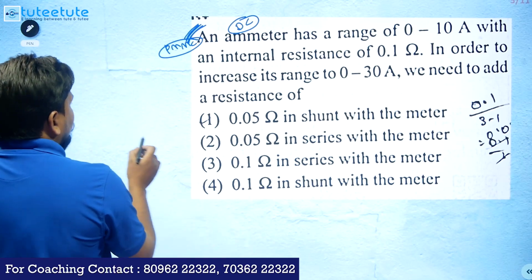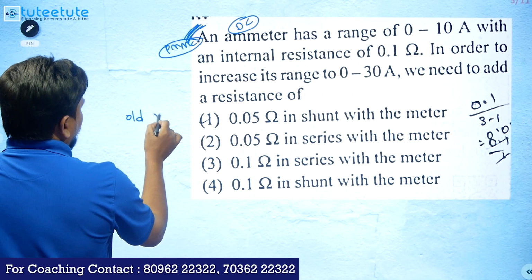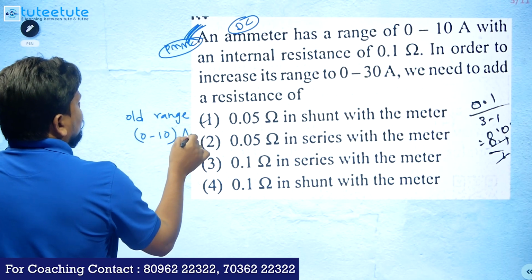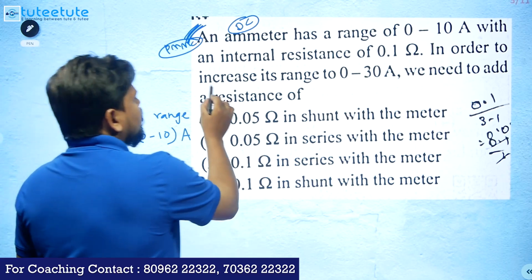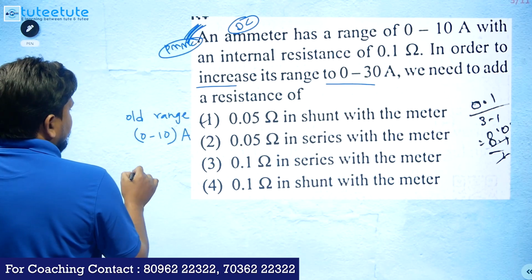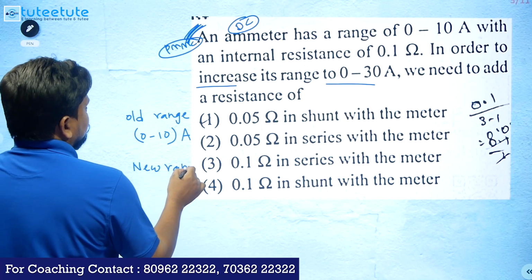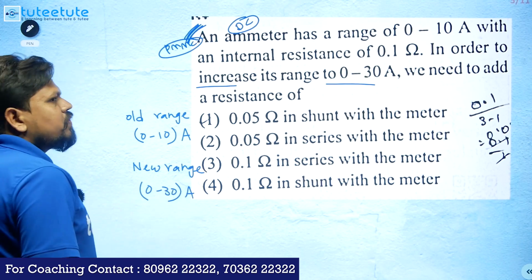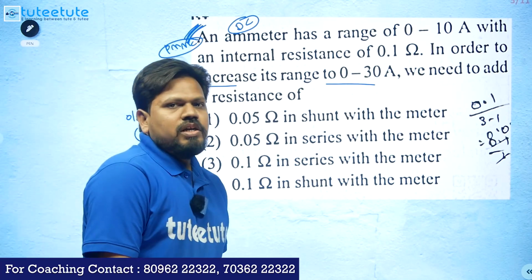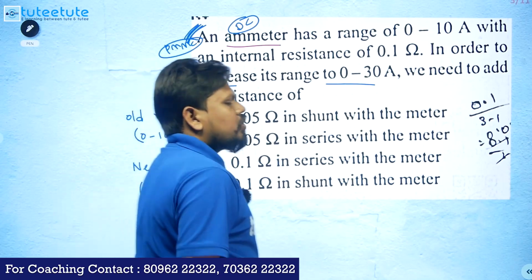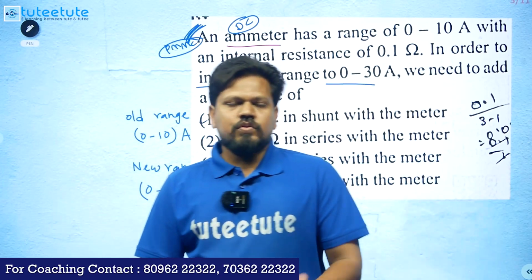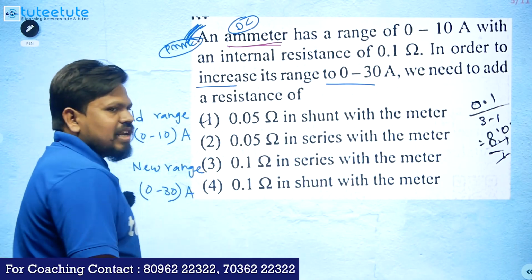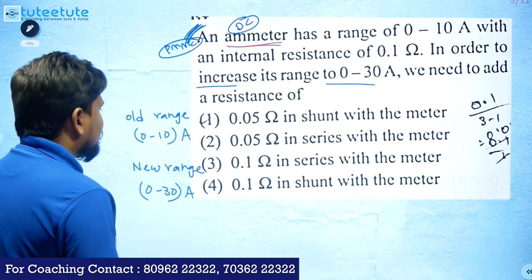See what they have given. The old range we have to write down directly: the old range is 0 to 10 amperes. What is the extension range? We need to increase its range from 0 to 30 amperes. The new range is 0 to 30 amperes. So we need to extend its range. For the ammeter, we have to connect some other resistance. Where do we have to connect the external resistance, or shunt resistance, for any ammeter?